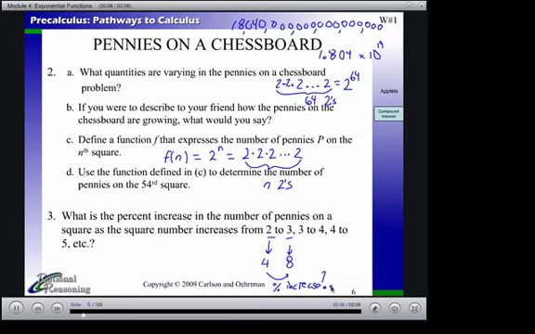And you have 4 pennies, and then you have 8 pennies. By what percent did it increase? Some are saying 100, some are saying 200. How many pennies did it increase by? 4. We added 4 pennies.